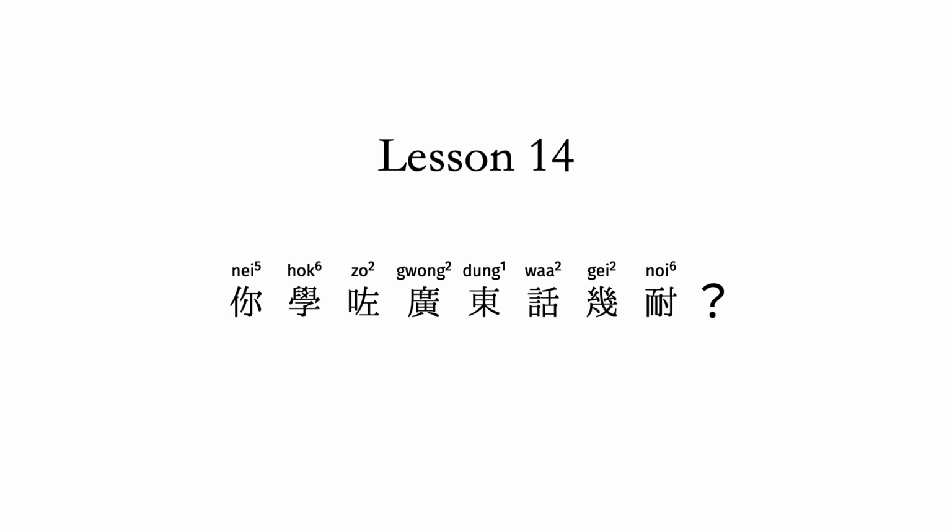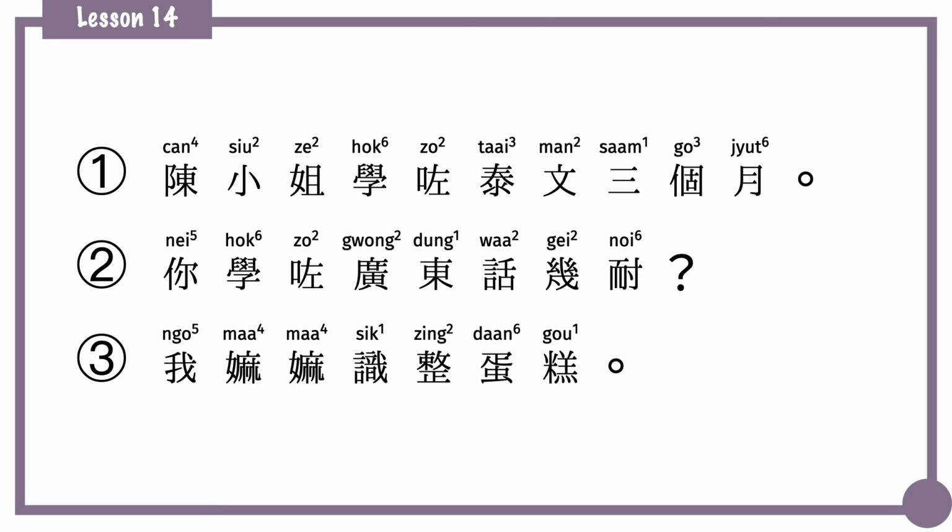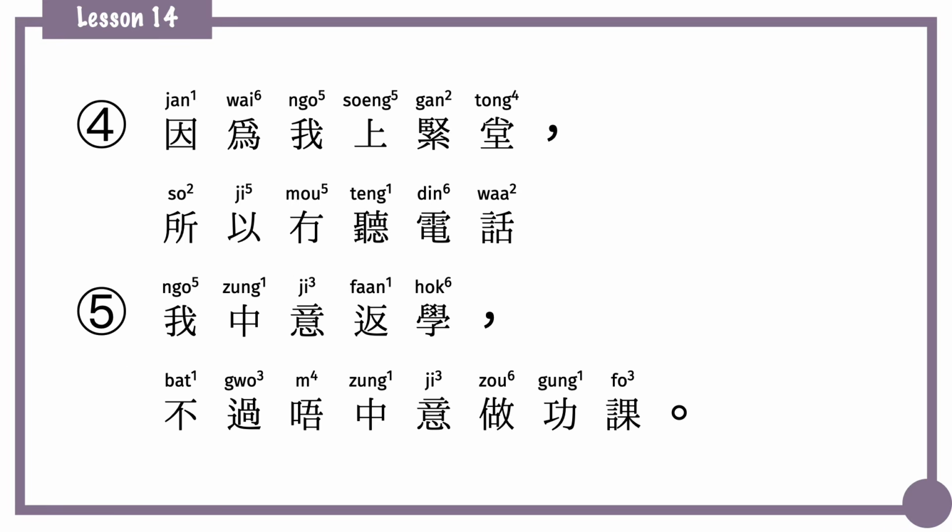In lesson 14, we will talk about the particle 咗, which is the aspect marker indicating the perfect aspect. Then we will have the question word 幾耐 and the state verb 識.